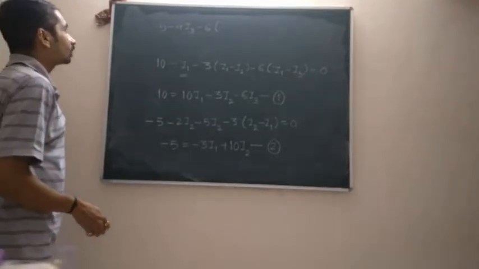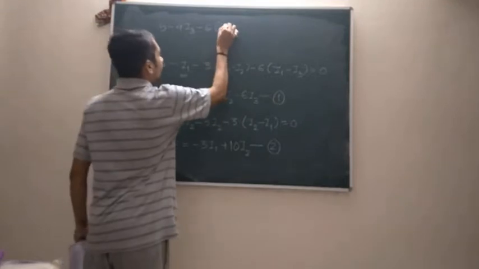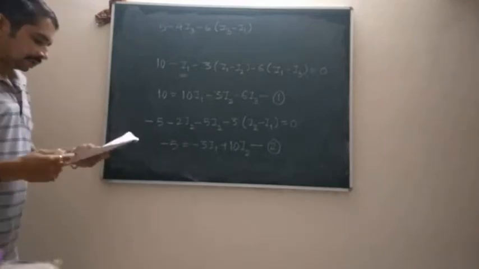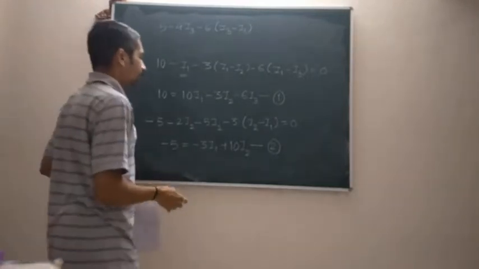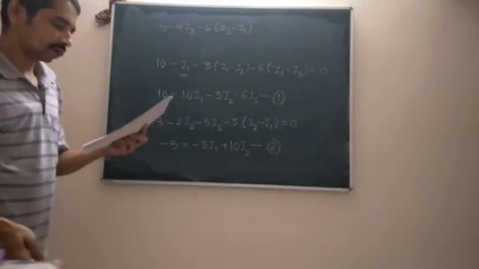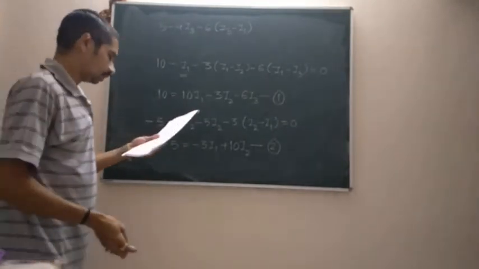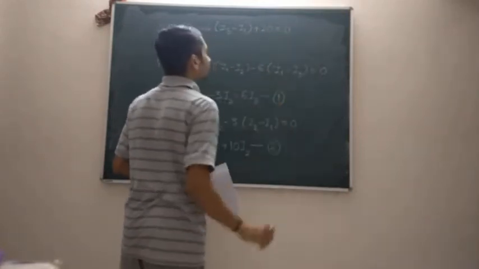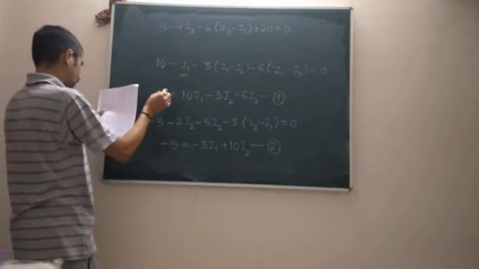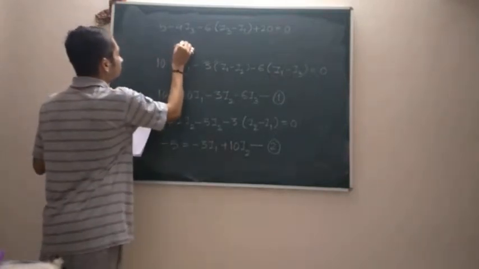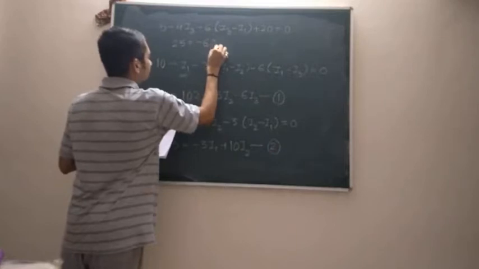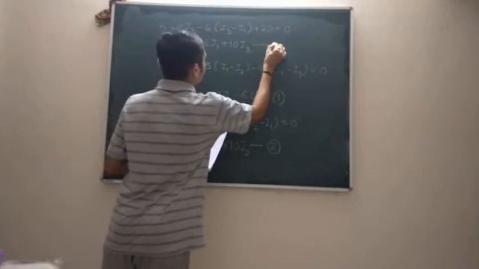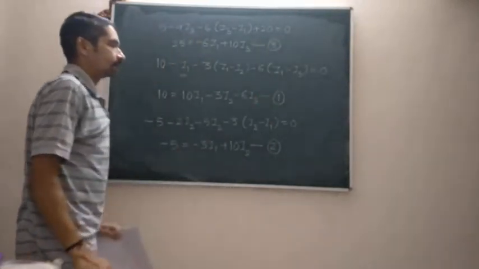As I am writing down the equation for loop number 3, I will assume current I3 to be higher than current I1. So it will be 6 into I3 minus I1, and then there is another source of voltage, that is of 20 volt. So that will be plus 20, and this is equal to 0. The same equation I can simplify in this particular fashion, and I will call this equation number 3.